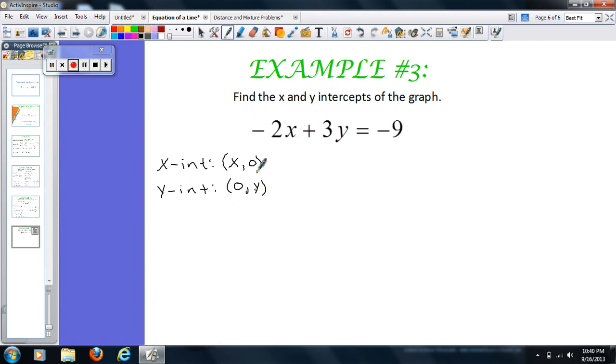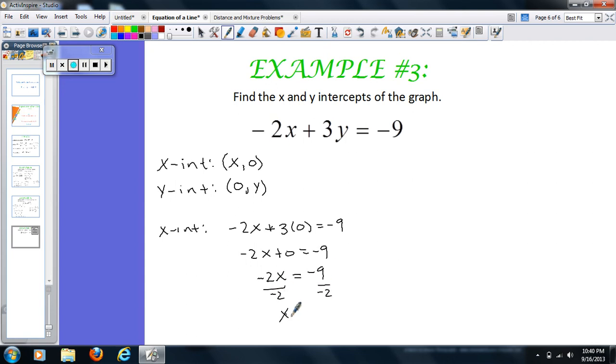And knowing that I have this information, when we look for the x-intercept, it's really easy because it means I'm going to put 0 in for y and solve for x. So I get negative 2x plus 3 times 0 equals negative 9. This is negative 2x plus 0 equals negative 9. That gives me negative 2x equals negative 9. I'm going to divide by negative 2, and I get x equals 9 over 2. Which means my x-intercept then is the point 9 over 2, comma 0.